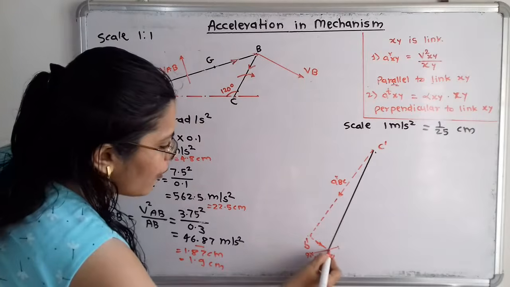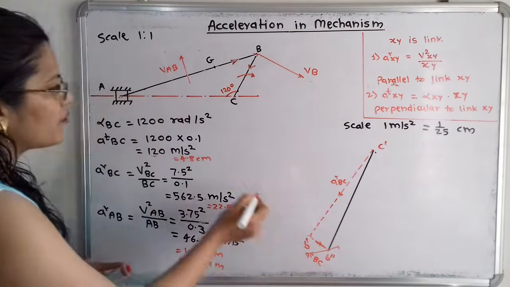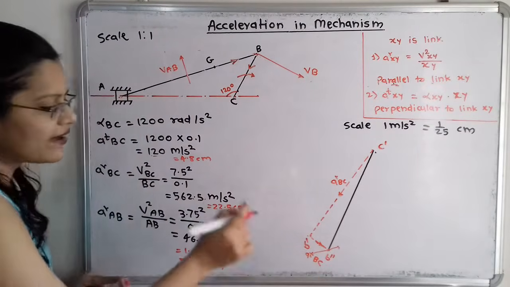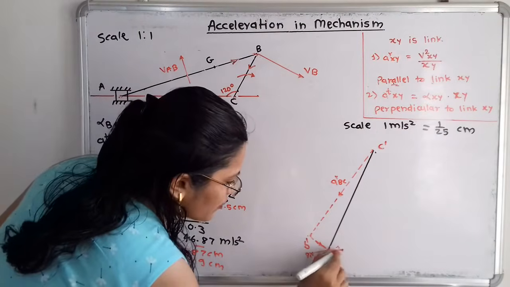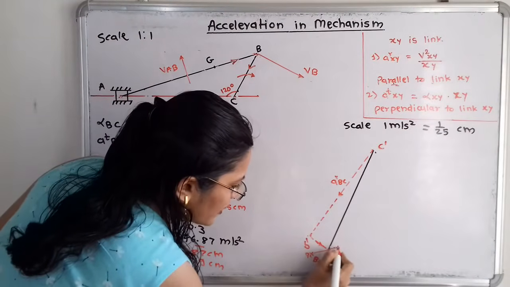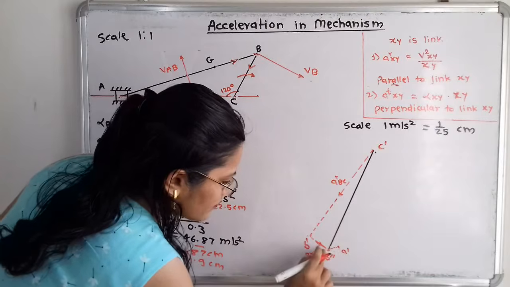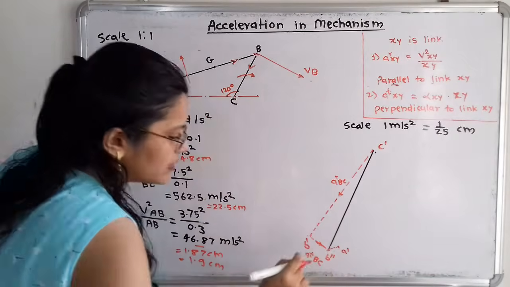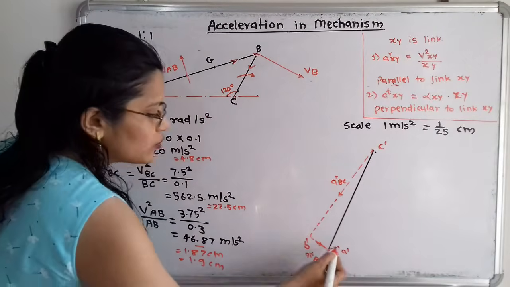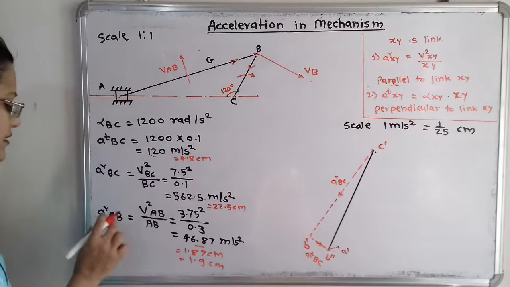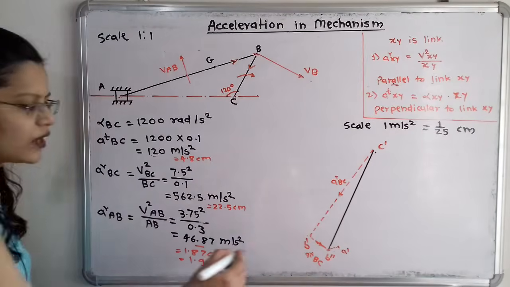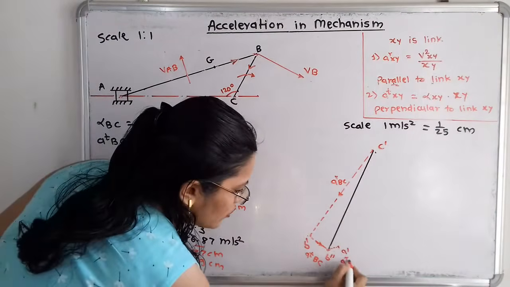Now how can we select the point? From B to A. So for this radial component I will take the point as A dash. I will remove this backward line. So this B double dash to A dash indicates the radial component of AB. I will write A raised to R AB.